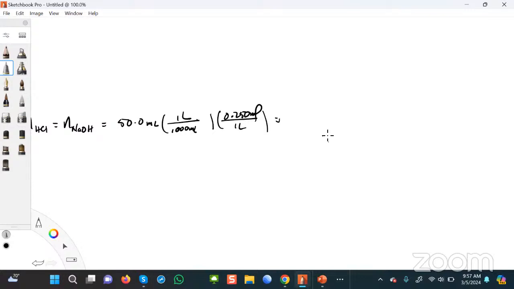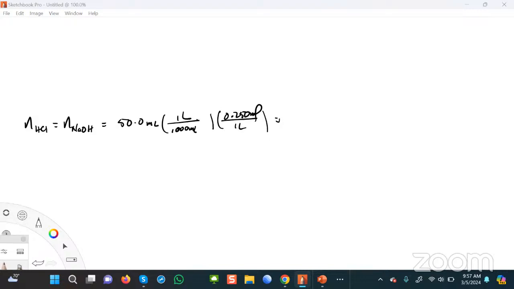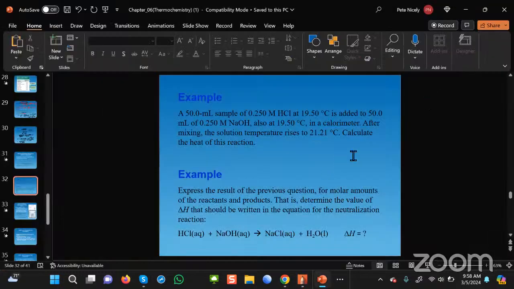So let's see what that gives. So that's 50 divided by 1,000 times 0.25. According to my calculation, this works out to be equal to 0.0125 moles, all right? And that would be the moles of sodium hydroxide, which is equal to the moles of hydrochloric acid, okay? Let me see what's next. Okay.